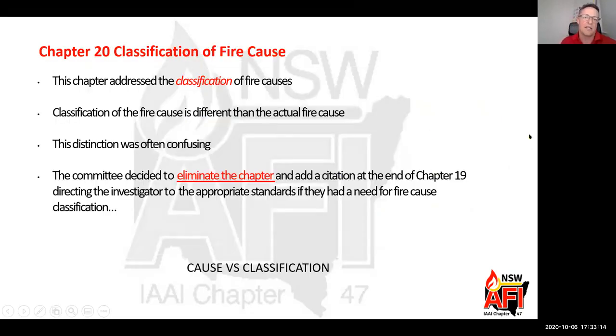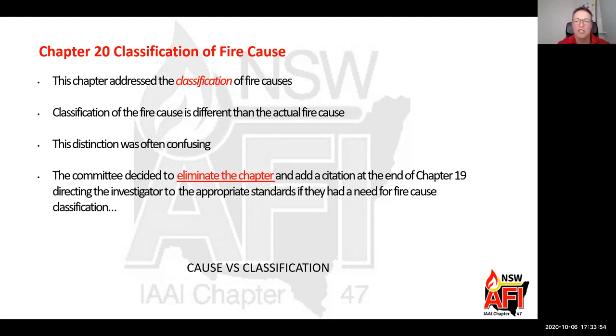Now, chapter 20. This is, I guess, the most controversial area. The chapter has been addressed in previous editions, and they were able to say to people, shall we remove it? And the vote always got through. But this year, the committee decided to eliminate the chapter and add a citation at the end of chapter 19, directing the investigator to the appropriate standards if they need the fire cause classification. So remember that there is a difference between cause of the fire and the classification of fire.